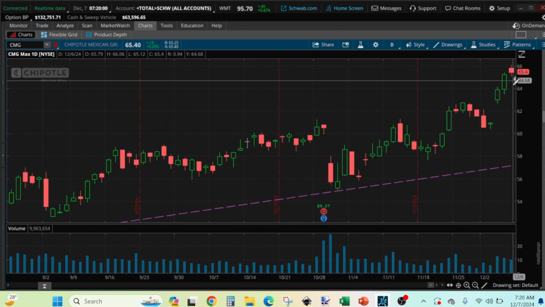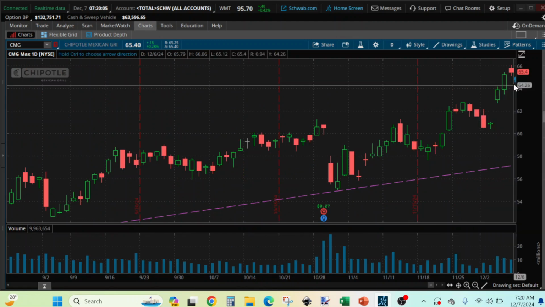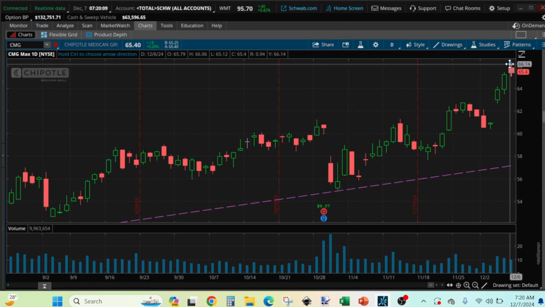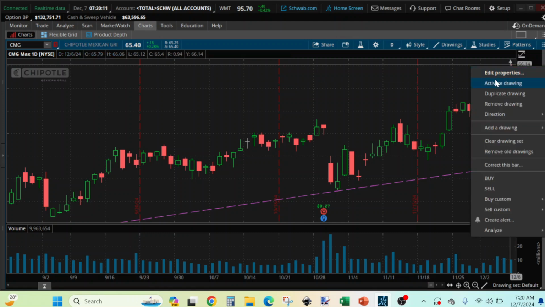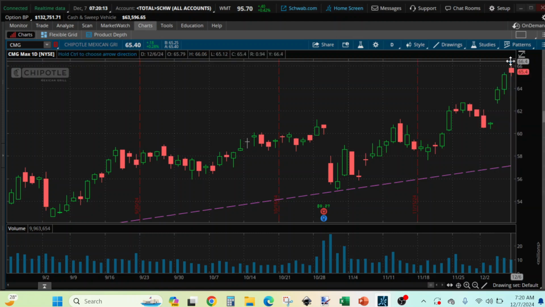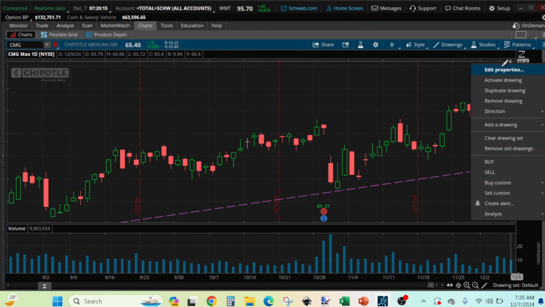I'm not sure why this arrow is here. That arrow should be reversed. First, let's activate it and put it to the top, and turn it upside down.